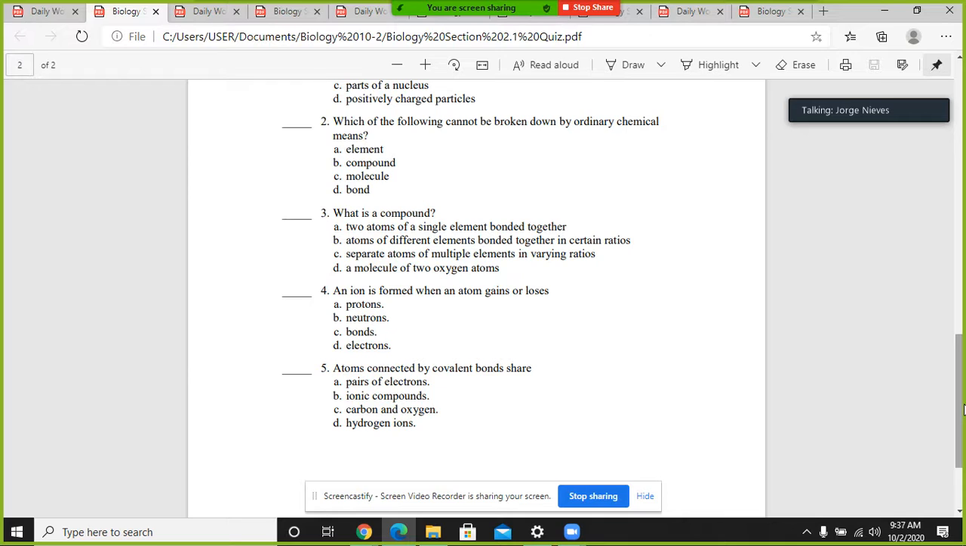The third one is, what is a compound? We saw that minutes ago. The answer is letter B, atoms of different elements bonded together in certain ratios.